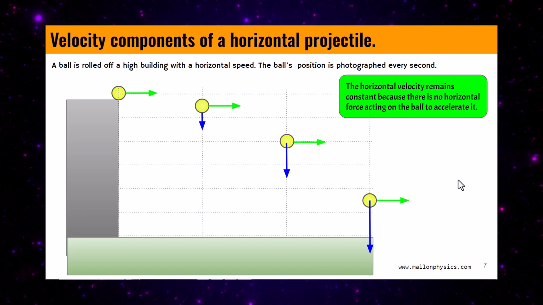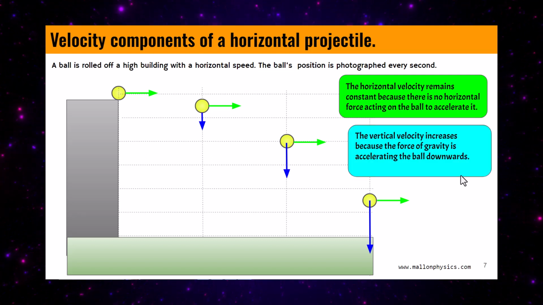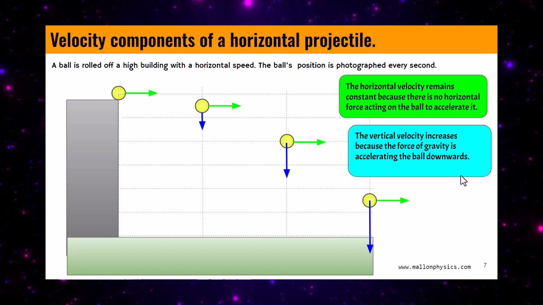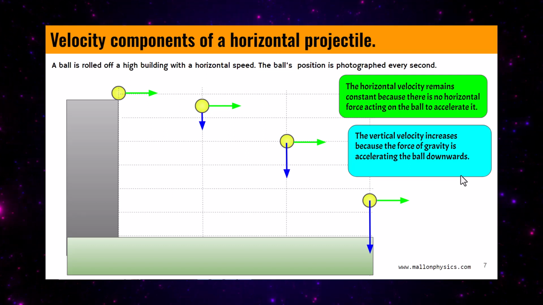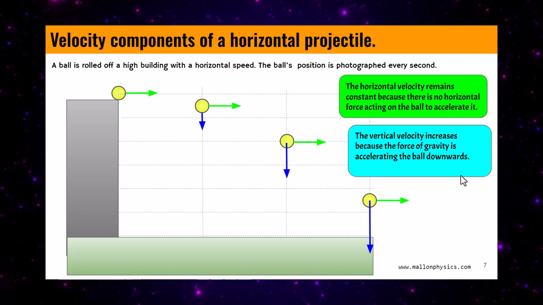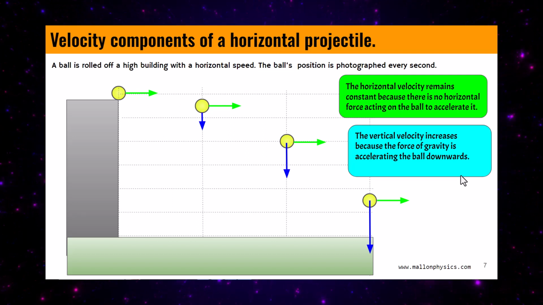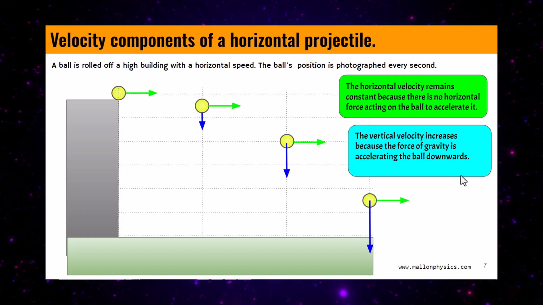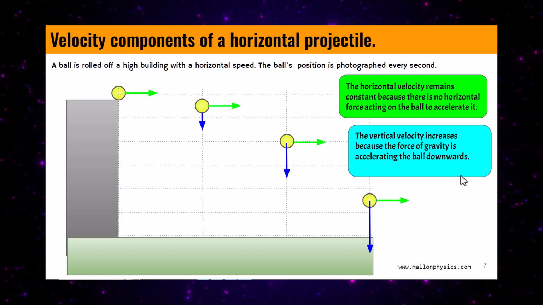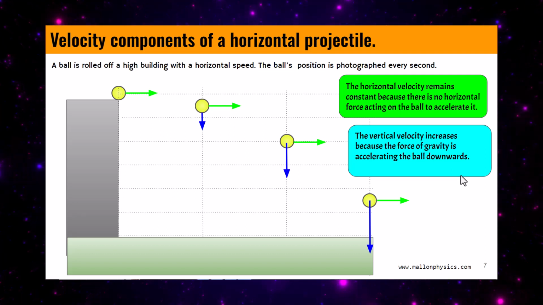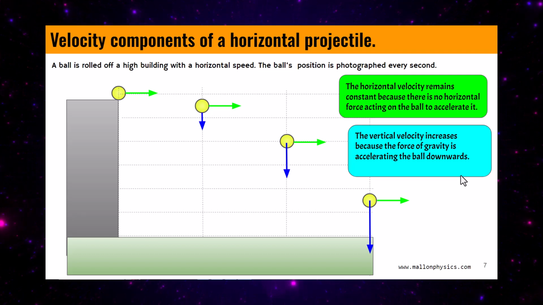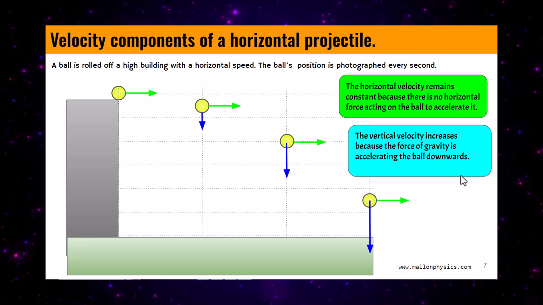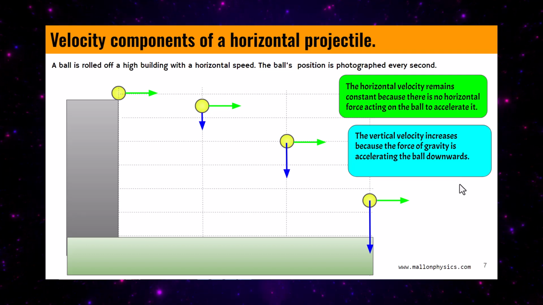But it's different with the vertical component. The vertical component of velocity increases because the force of gravity is accelerating the ball downwards. The minute the ball leaves the top of that high building, its velocity vertically downwards is going to be zero, but the acceleration of gravity is going to act on it, and therefore the velocity of the ball is going to increase downwards as the time goes on.